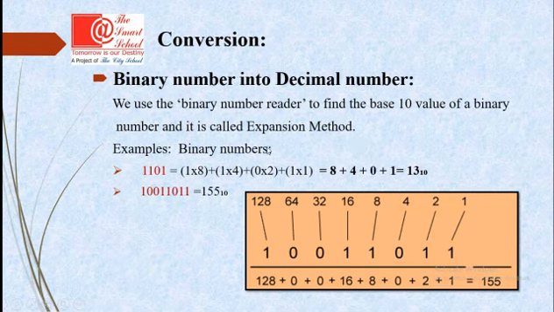Examples: binary numbers given 1101 and 100111011. First we will do this. It has 4 digits, so 4 place values we need. So first is 1, then 2, then 4 and then 8. So we'll multiply 1 by 8, which is equal to 8. 1 by 4 is 4, 0 by 2 is 0 and 1 by 1 is 1. And when we add up, it is 13. So 1101 is equal to 13 in base 10 system or in decimal number system.